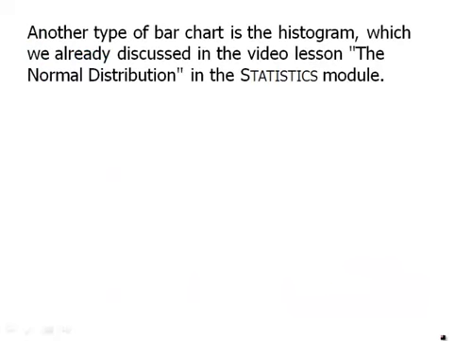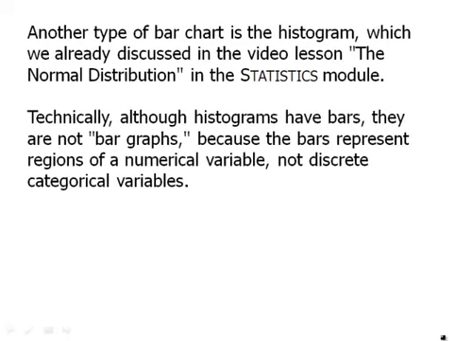Another type of bar chart is the histogram. Technically, hyper-technically, histograms are not really bar charts. Yes, they have bars on them, but if you took a formal statistics class, you'd see that histograms are actually considered a different category from bar charts. We've already talked about these in the normal distribution video in the statistics module. And as I've said, although histograms have bars, they are not bar graphs because the bar represents regions of a numerical variable, not different discrete categorical variables.